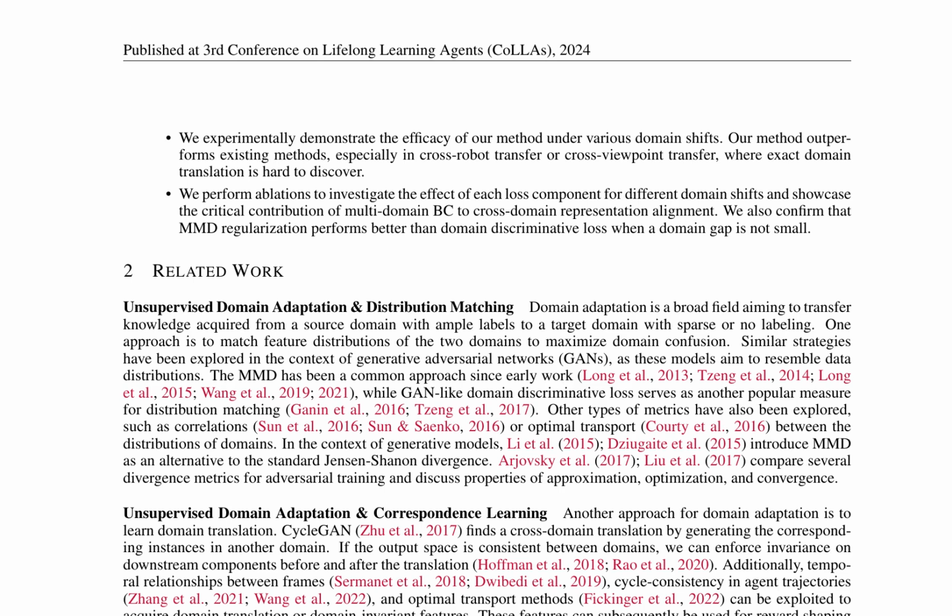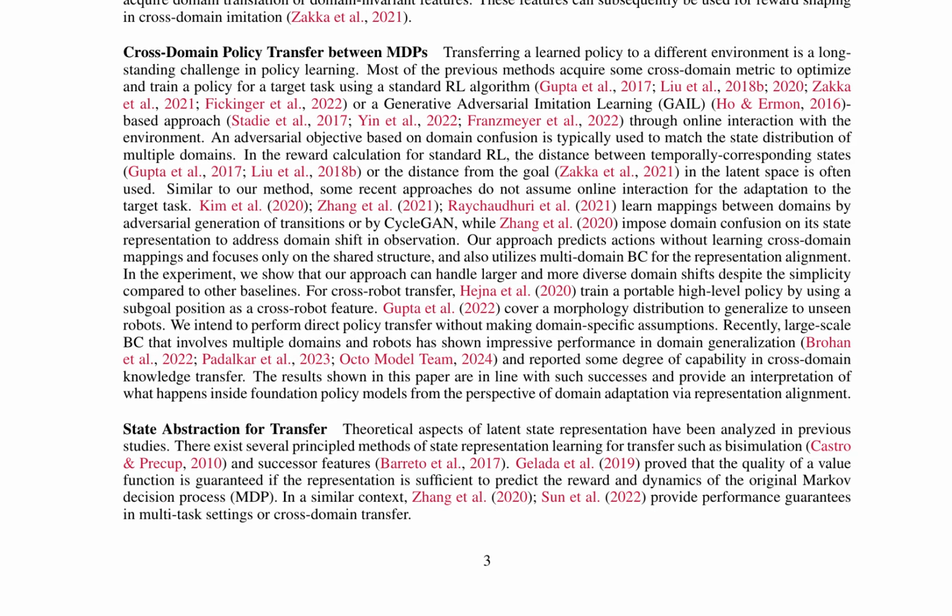The approach is experimentally demonstrated to be effective under various domain shifts, outperforming existing methods in cross-robot transfer and cross-viewpoint transfer scenarios. The paper provides a comprehensive review of related work in unsupervised domain adaptation and correspondence learning, including distribution matching, domain translation, and correspondence learning approaches. It also discusses cross-domain policy transfer methods that utilize cross-domain metrics, adversarial objectives, and state abstraction for transfer.